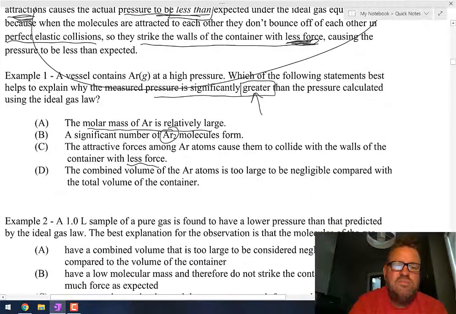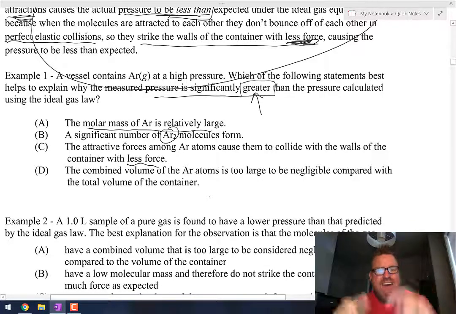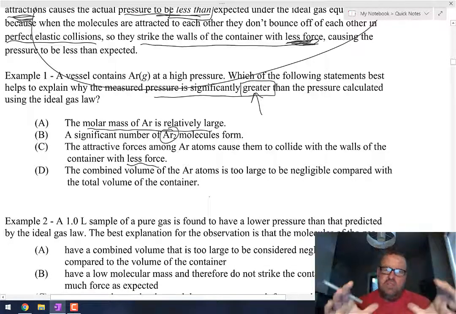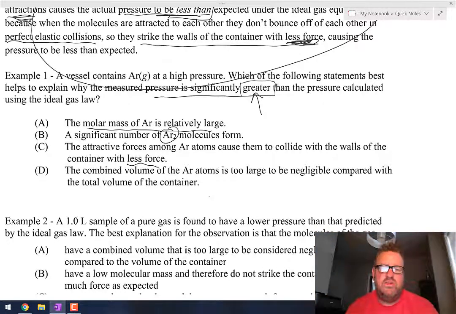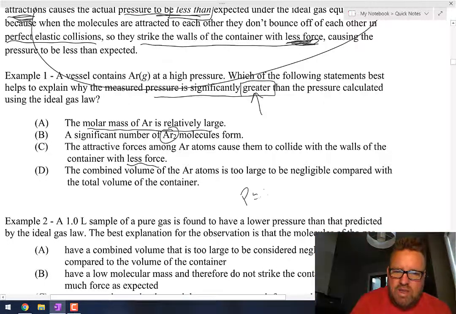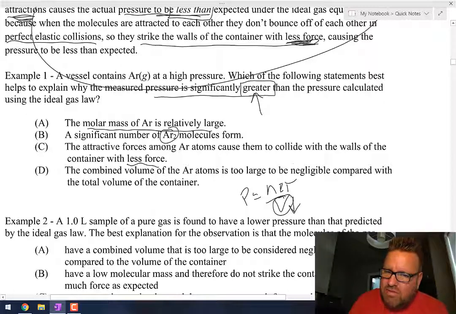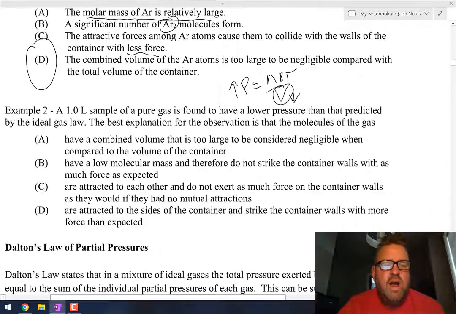D, the combined volume of the argon atoms is too large to be negligible compared with the total volume of the container. Because the volume of the atoms is large, the free space within the container is actually smaller than it's supposed to be. Using PV equals nRT and solving for pressure, if the volume of the container, not the volume of the gases, is lower, then the pressure is higher. D is absolutely correct.